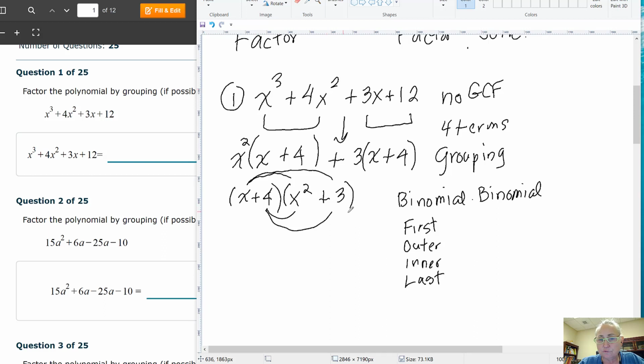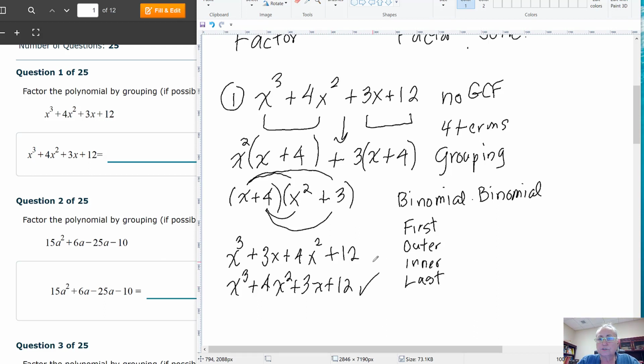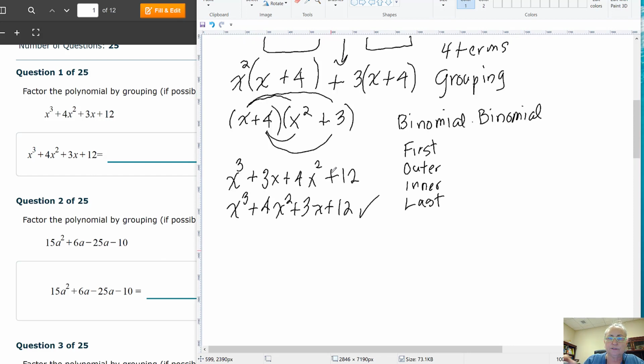Now, you may get a different order. For example, I would get x cubed plus 3x plus 4x squared plus 12. And you'll notice this is in a slightly different order, but I can put this in standard form by making sure that the exponents descend or go down in order, and you will see that it checks. So if you have time, always take the opportunity to check. If it's a binomial times a binomial, you FOIL it out to see if you get the original problem. So that's number 1. This is our final answer for number 1.